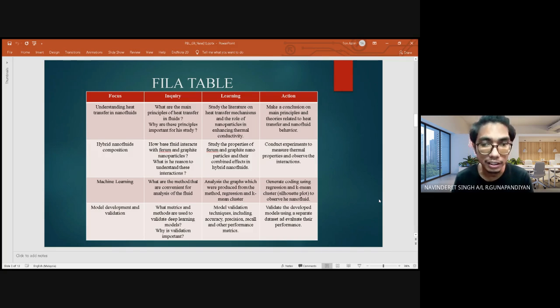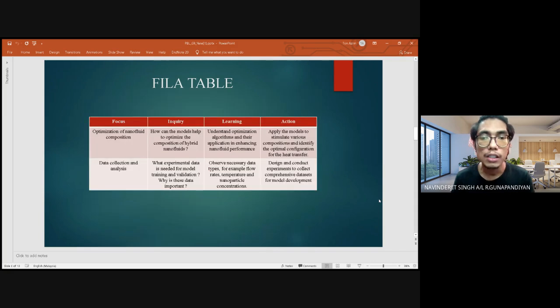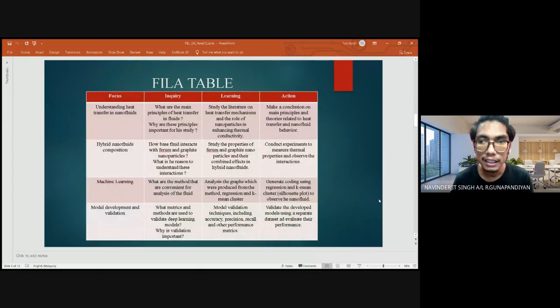I'll just go to the machine learning one also. So machine learning is the focus. The inquiry is, what are the methods that are convenient for the analysis of the fluid? And then the learning is analysis of the graphs which were produced from the methods, regression and k-means clustering. And also the action is to generate code using regression and k-means clustering to observe the nanofluid. So next slide.